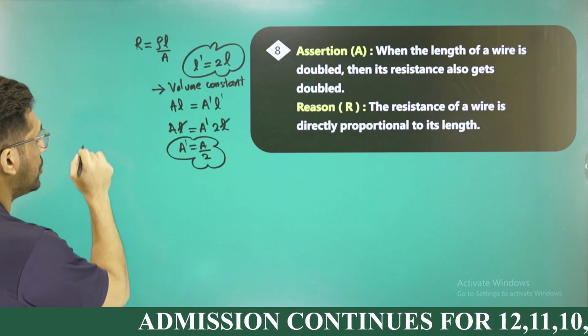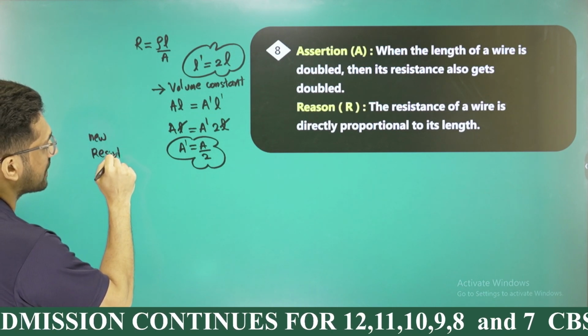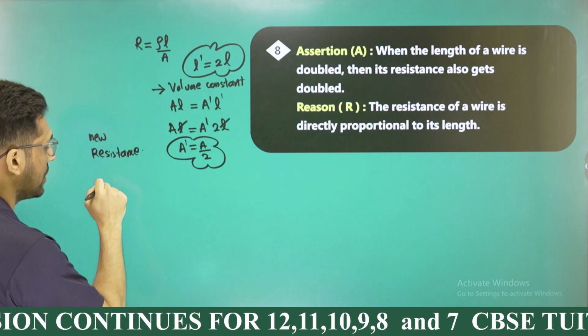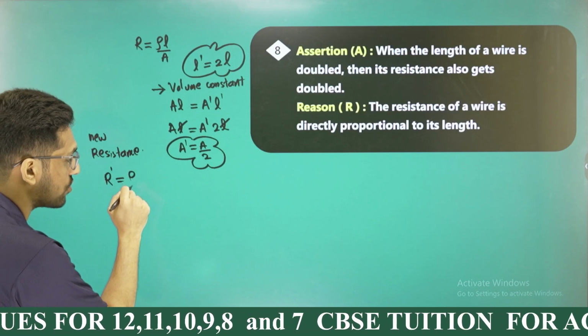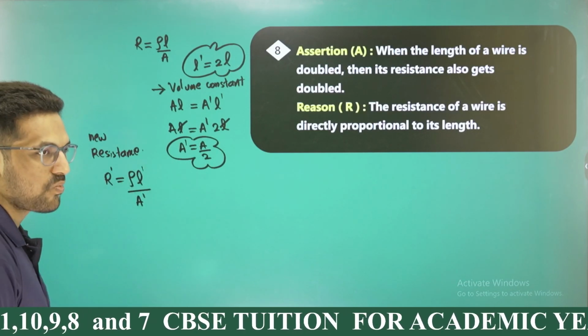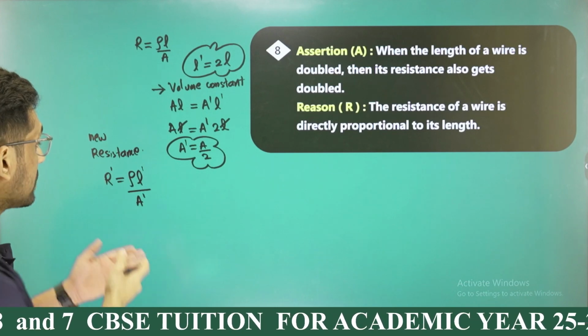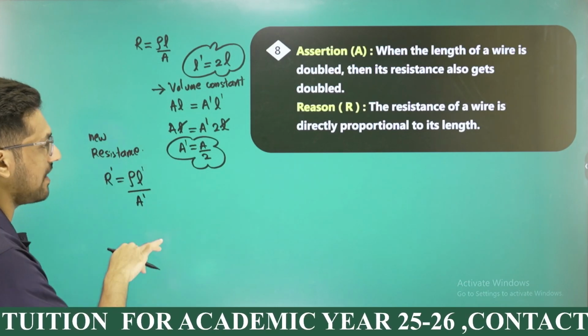Then what will be the new resistance? Let's see the new resistance. You can represent that with R dash. What will be R dash? R dash is equal to rho L dash divided by A dash. Why rho? Why not rho dash? Because the material is not changing. That's the same material. Rho L dash by A dash.